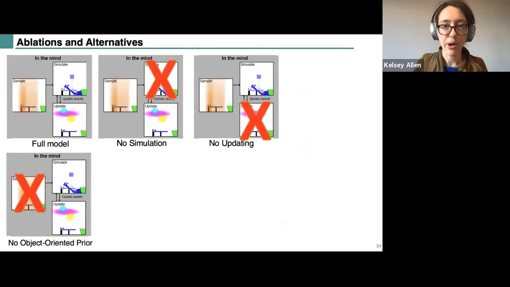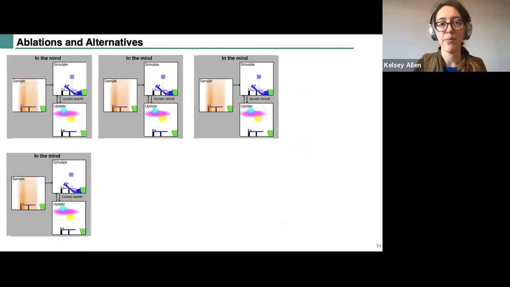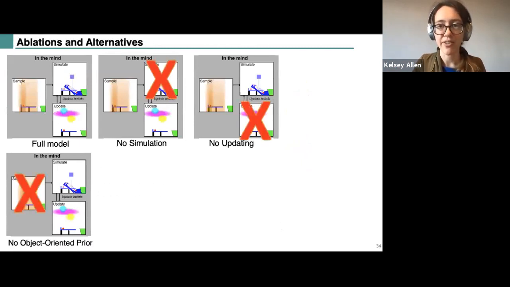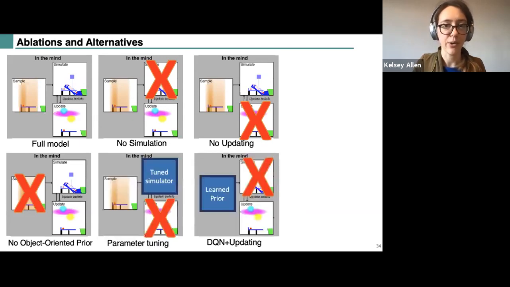To really understand which components of the model are important for predicting human behavior, we can ablate different parts and see how well they fit our human data. We can remove any of the 3 components, the prior, the simulator, or the updating mechanism. And we additionally test 2 alternative models, one in which we use observations to update our estimates of physical parameters, and one inspired by current approaches in AI, i.e. deep image-based reinforcement learning.